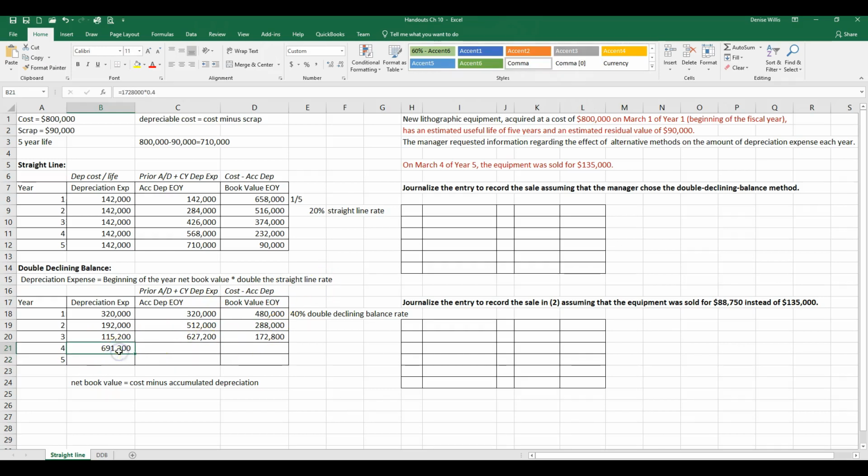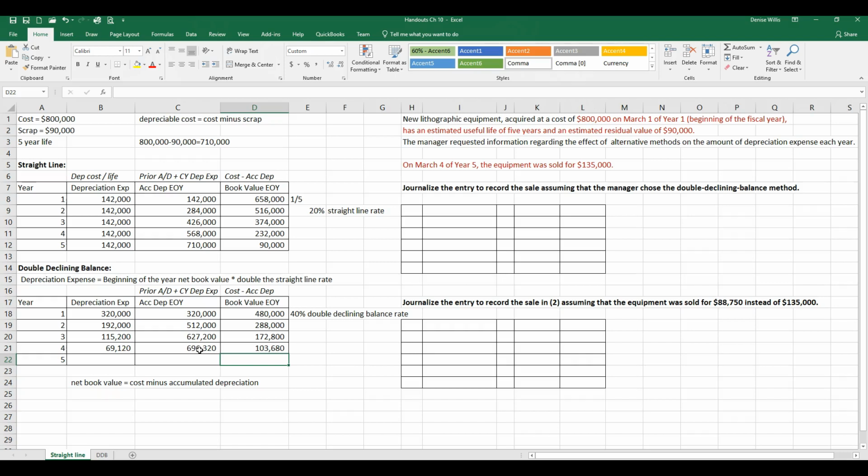Oh, I did something wrong there. Hold on here, what did I do? Extra 0. That'll do it. Okay, that's better. Okay, so that's our depreciation expense. Now we're going to update our accumulated depreciation, that amount, plus the current year depreciation expense. Okay, now end of the year book value, we have the $800,000 minus the accumulated amount. Now we have book value at the end of that year.